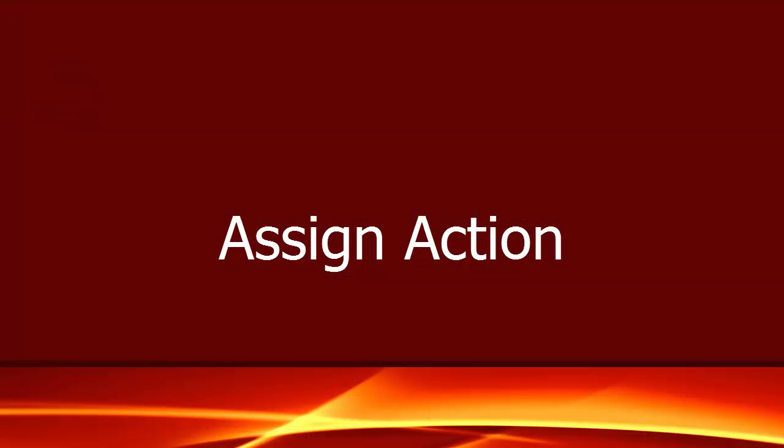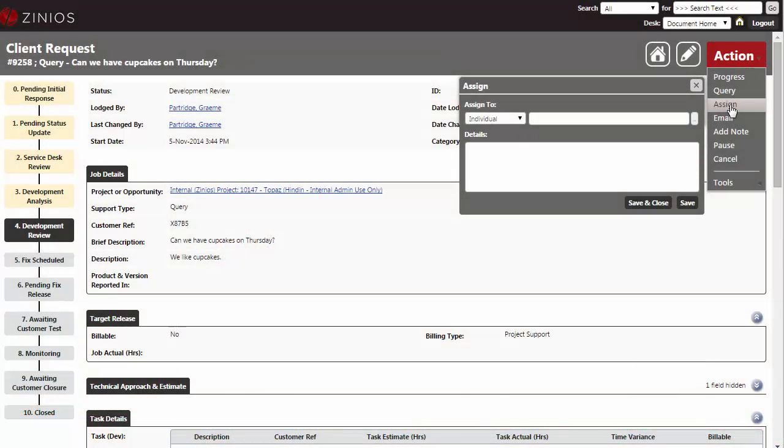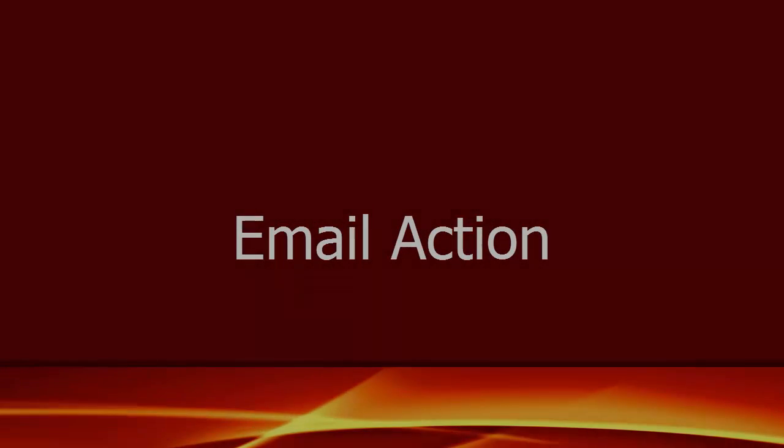Sometimes you need to change who a workflow is assigned to, but don't want to change the current workflow state. This is when you use the Assign action. It's very similar to Progress and Query, but there is no option to change the state. Again, typing in some instructions for the new action officer in the Details field will record these in the action log and add them to any notification emails.